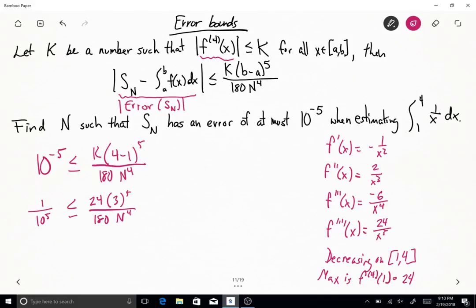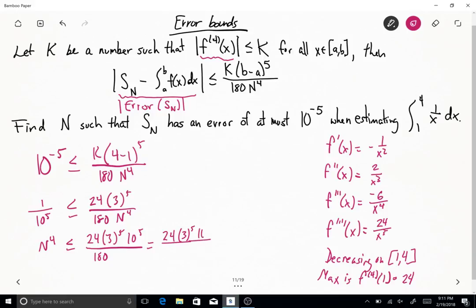So where can we go from there? Well, we can move the n to the 4th, since that's always going to be positive. You get n to the 4th is less than or equal to 24 times 3 to the 5th, and then we have a 180 down below, and we have a 10 to the 5th sitting right there. So notice, let's break that apart a little bit. So you have 24, we have a 3 to the 5th, and let's make this 10 to the 4th by reducing this down to 18.